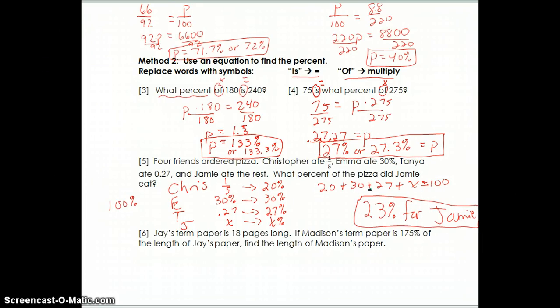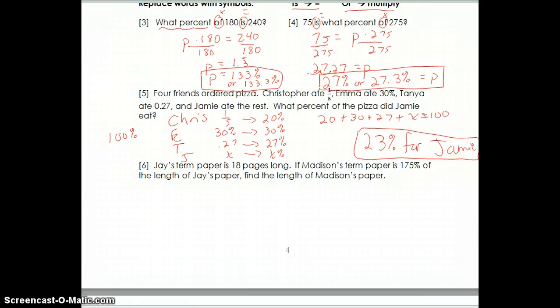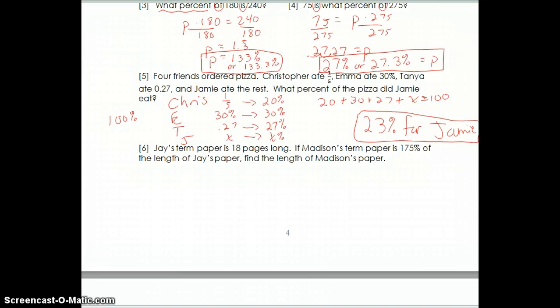Okay, keys, remember, they all should add to 100%, and you have to get them all on the same playing field, all in the same types of units in order to compare. The final problem, Jay's term paper is 18 pages long. Madison's is 175% the length of Jay's. Okay, so what I'm going to do is I'm just going to organize the information. Always helps us out.